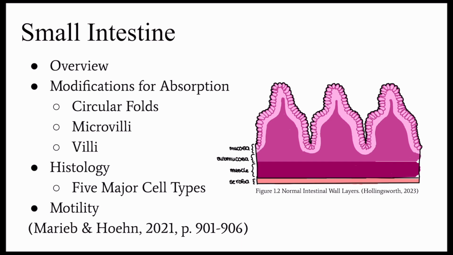Modifications for absorption. It has adapted to absorb nutrients and has modifications including circular folds, villi, and microvilli. Circular folds are deep permanent folds of the mucosa and submucosa. They force chyme to slowly spiral through the lumen, allowing adequate time for full absorption of nutrients. Villi are finger-like projections of the mucosa.